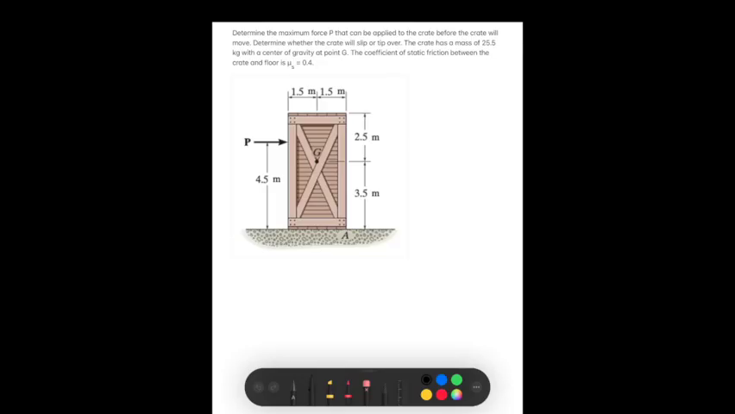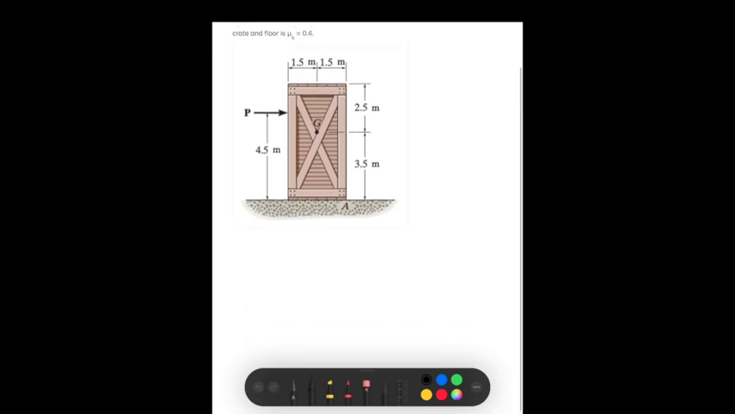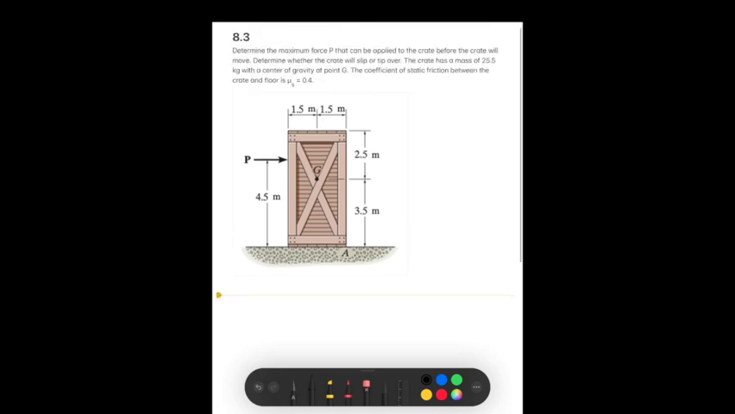Okay, in this example, we're asked to find the maximum force P that can be applied to the crate before the crate will move. So we're asked to determine whether the crate will slip or tip over first. And we're told that the crate has a mass of 25.5 kilograms, and we know where the center of gravity is at point G. So to solve for this, we're going to first assume both of the possible conditions. So we'll start with slipping or sliding.